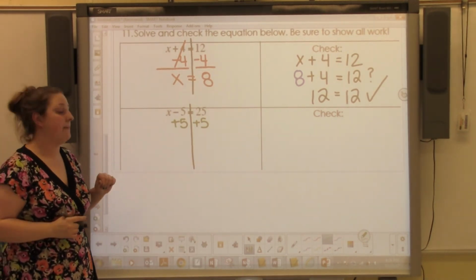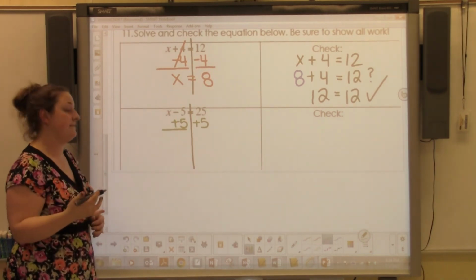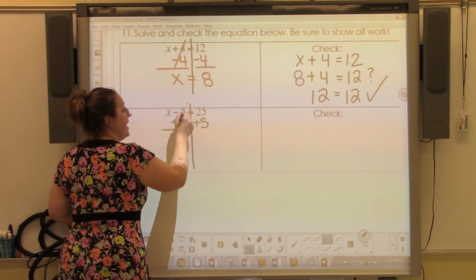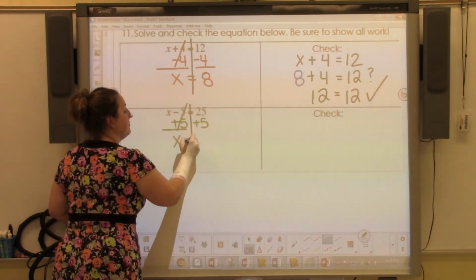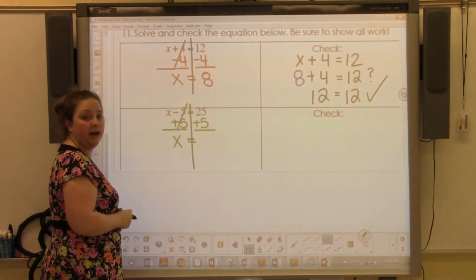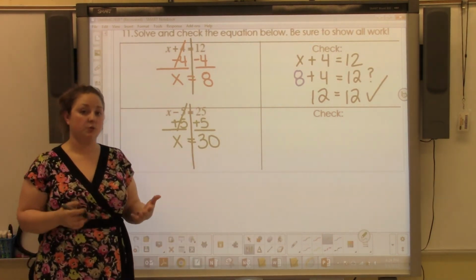Now we want to see what happens. So on the left, I have x minus 5, and then I'm adding 5. Minus 5 plus 5, that's 0. So I'm left with x. On the right, 25 plus 5 is 30. So we're assuming that x is going to equal 30.